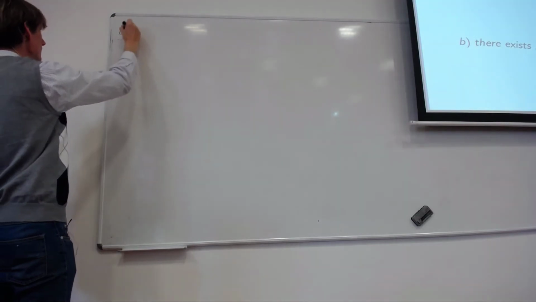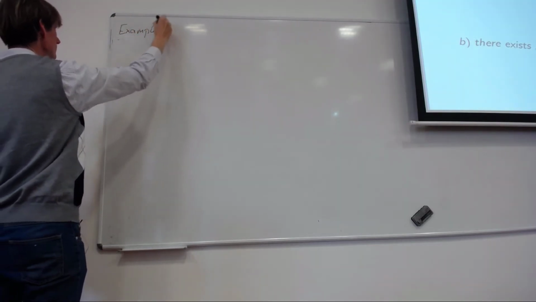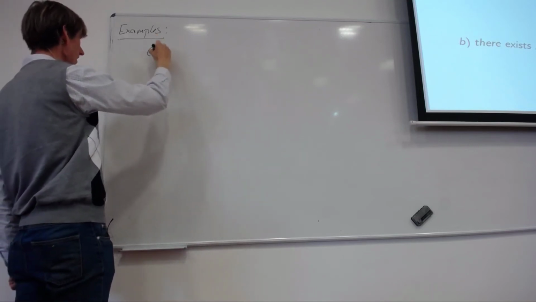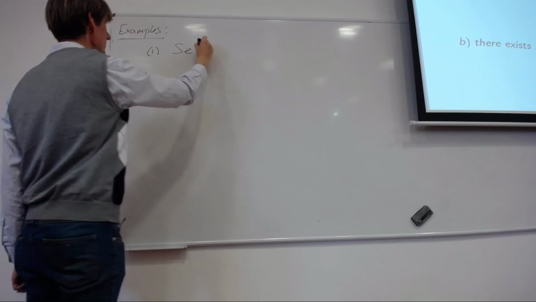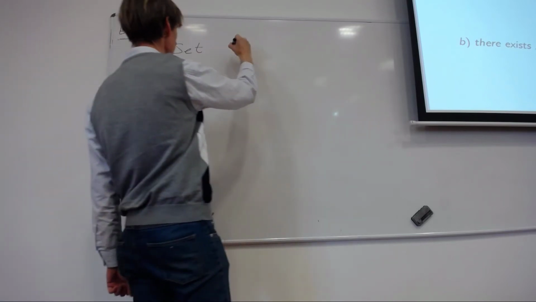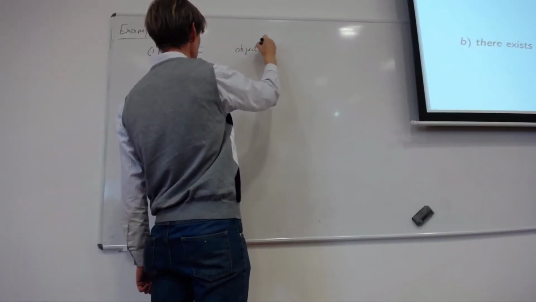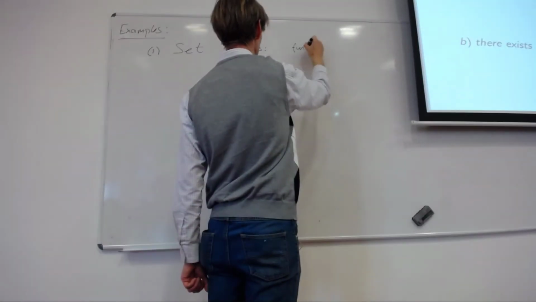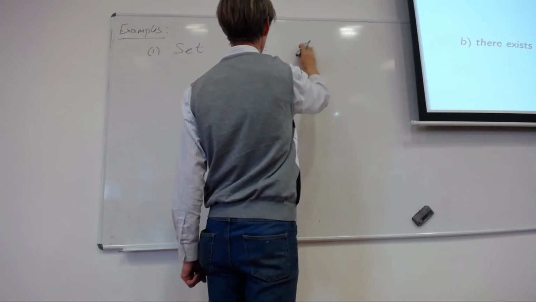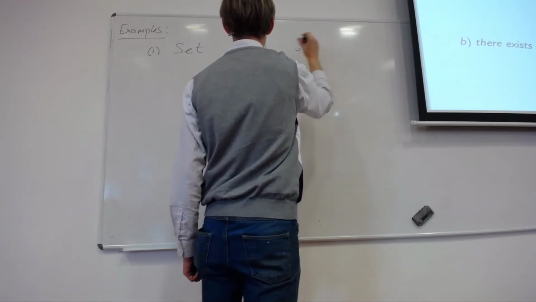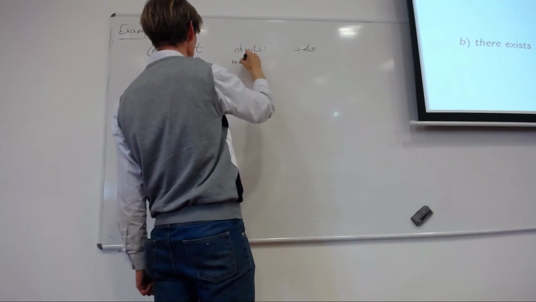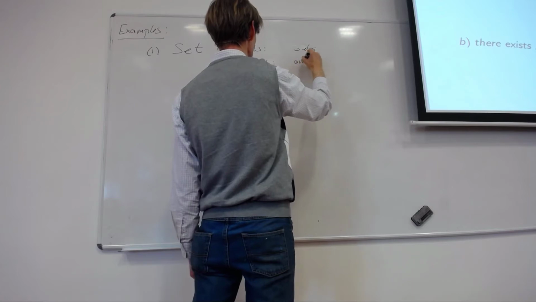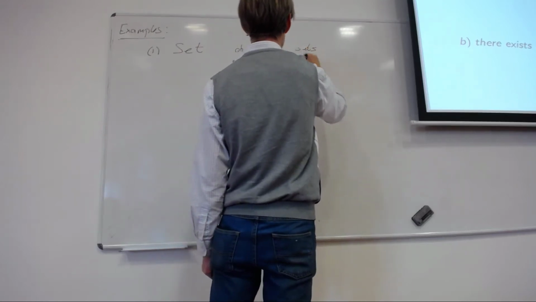Examples of categories. Well, the category Set. So objects are just sets, of course. Morphisms or arrows are functions.